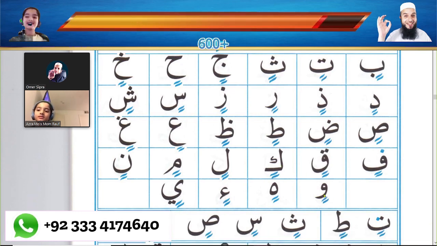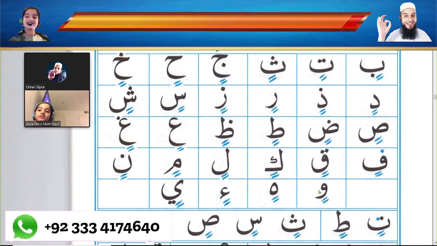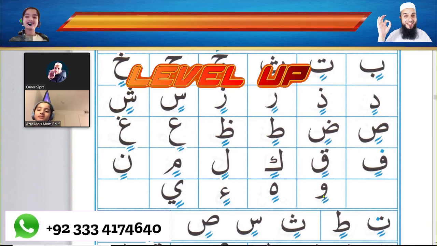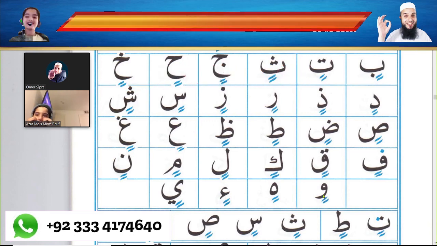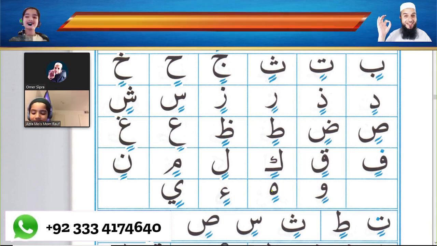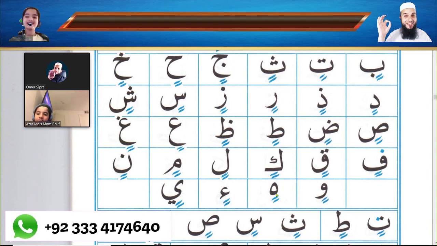What should we do while reading the letter waw? What should we do with our lips? Make it round in a circle. Good job. Round. Okay.